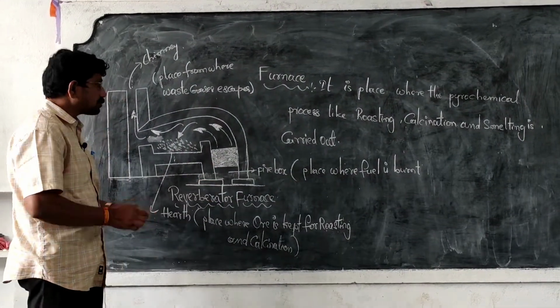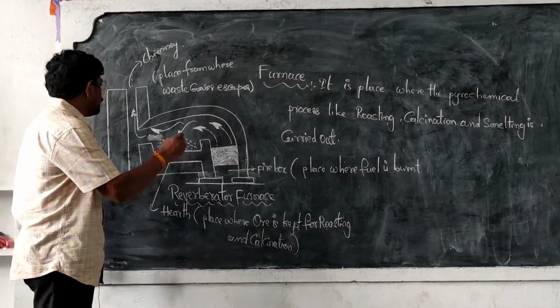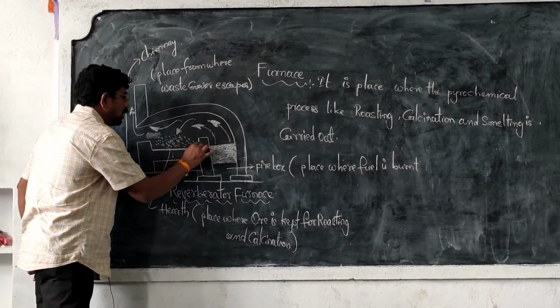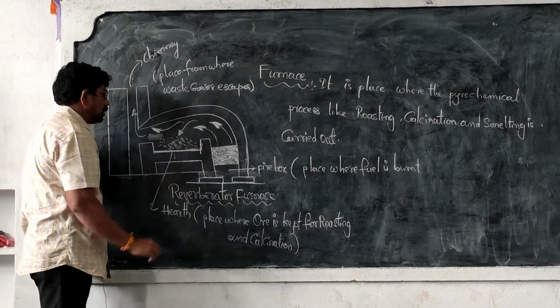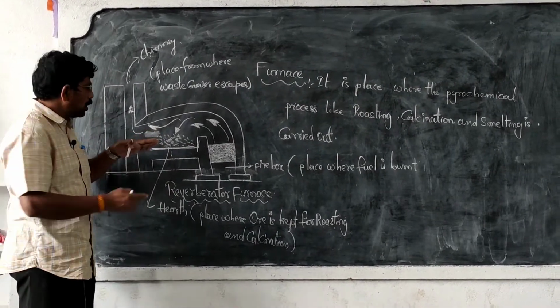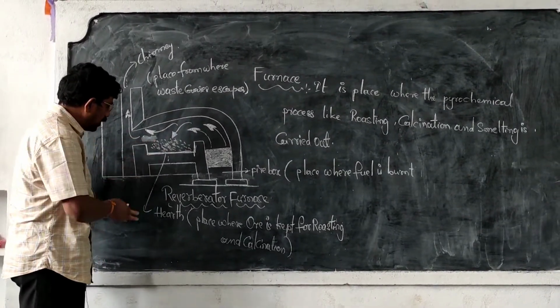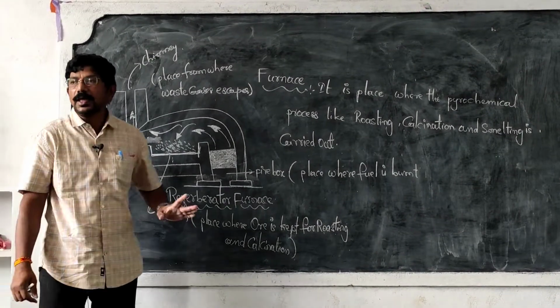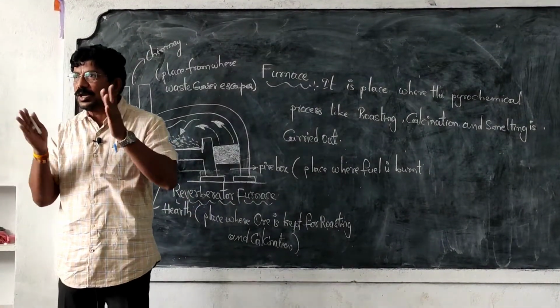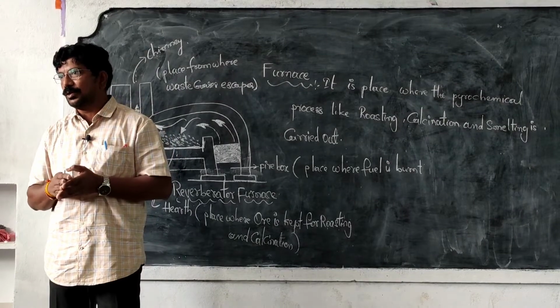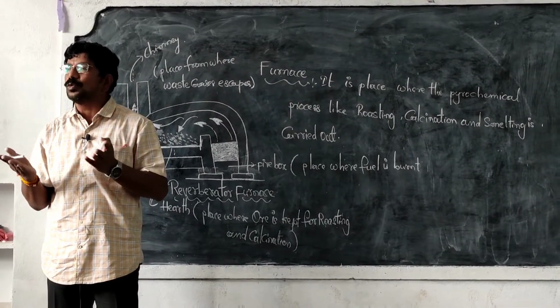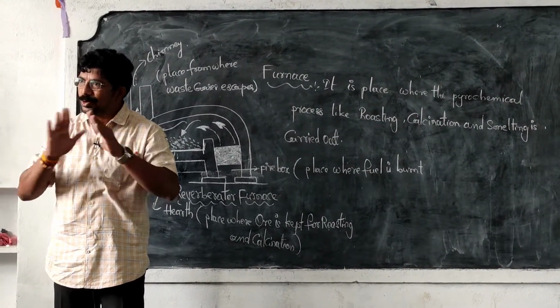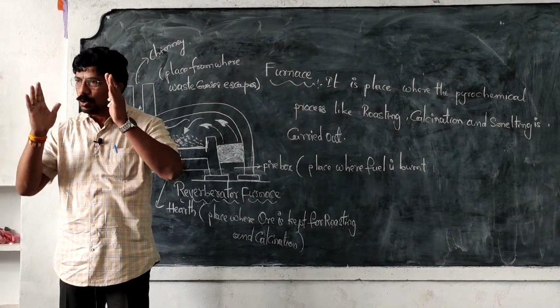Next one, observe this one. Here we kept the ore on a place that we call the hearth. In the blast furnace you didn't find any separate place to keep the ore. There is no separate place for the ore to be kept.